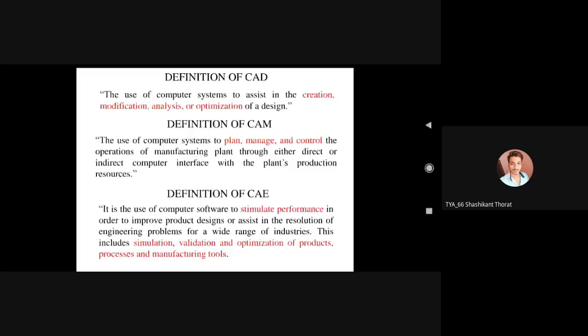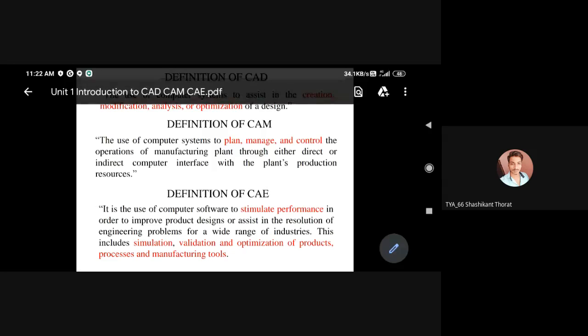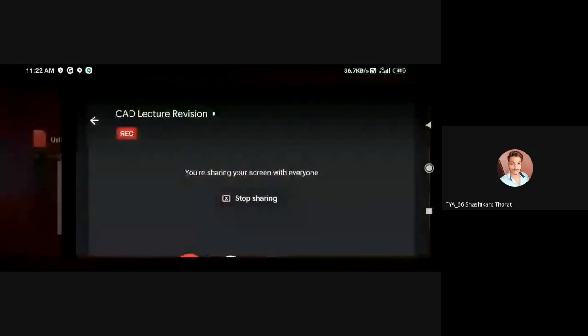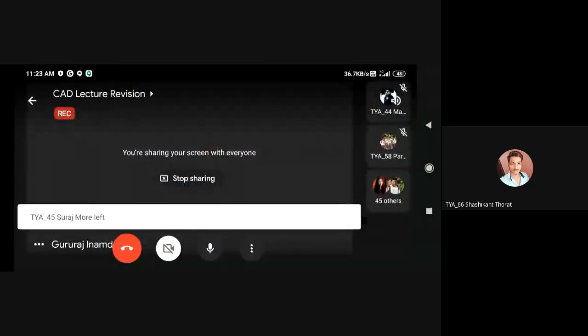The use of computer system to assist the creation. Creation is nothing but to create the drawing, create the object or 3D modeling. After that, modification, if any is required according to the requirement, you can make modification in that software also. Analysis and optimization is only a very small part of CAD. CAE is one of the types. CAE is required for analysis, but very small analysis can be done in CAD software also, for example simulation type of analysis.